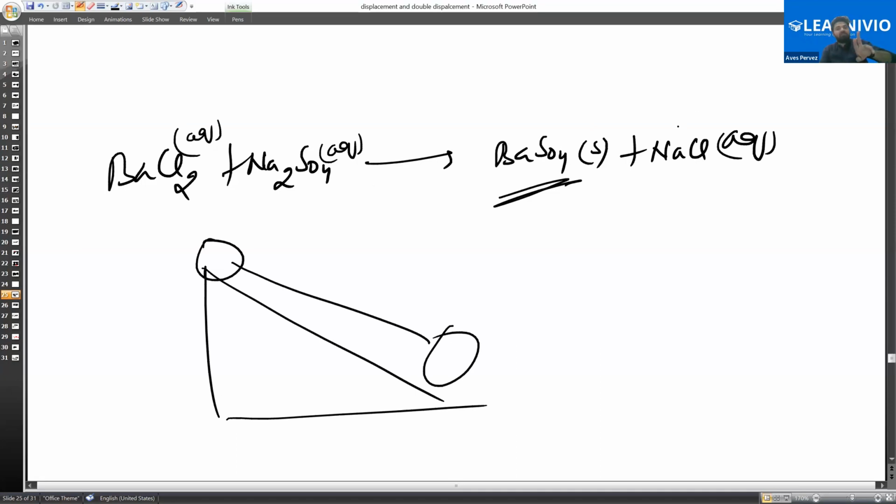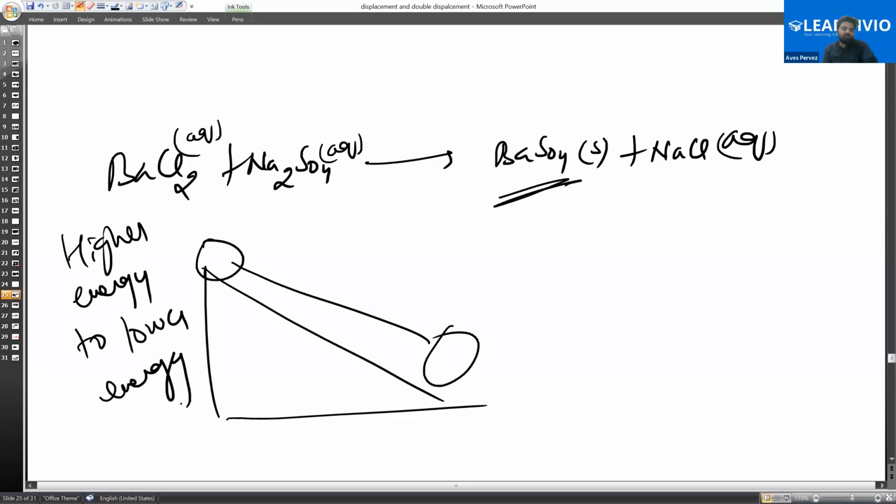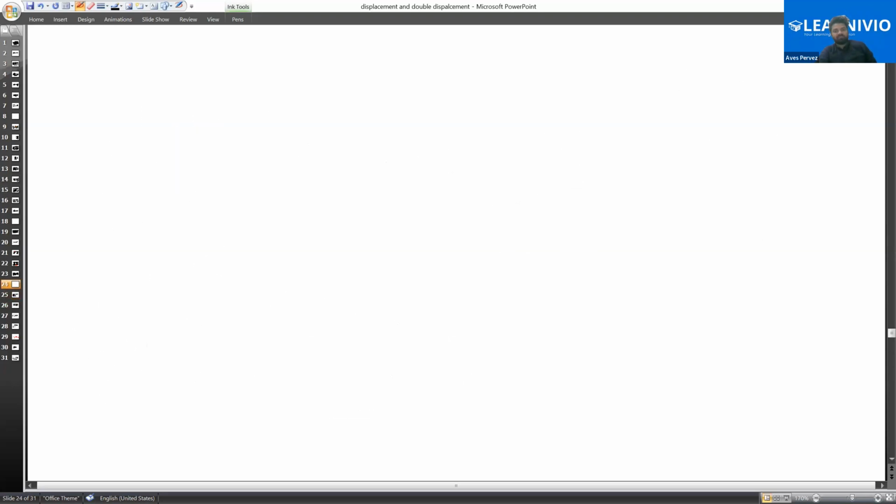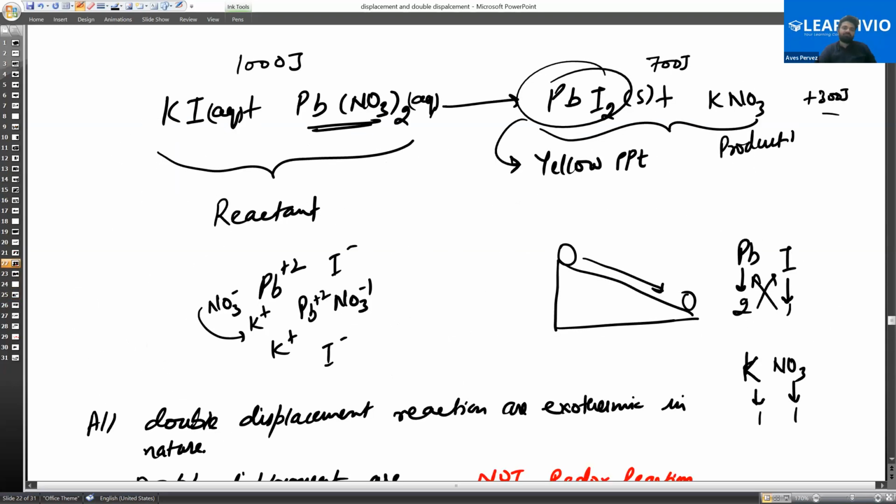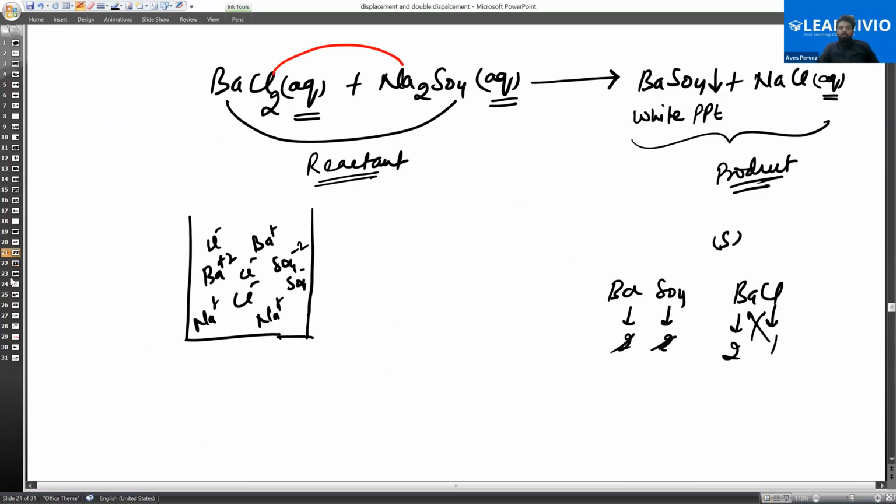So displacement and double displacement reactions both are exothermic in nature because they are shifting from higher energy level to lower energy. समझ आया? They are shifting from higher energy level to lower. Got it? So displacement reactions and double displacement reactions both are exothermic. So please note it down. These reactions, please note it down. That's the white PPT बनेगी.